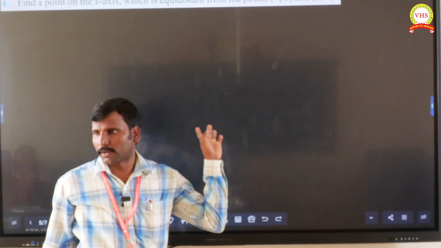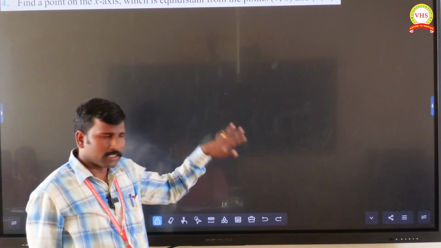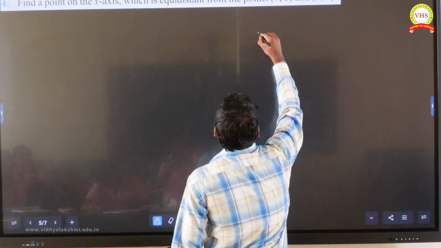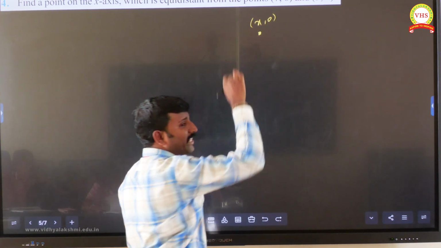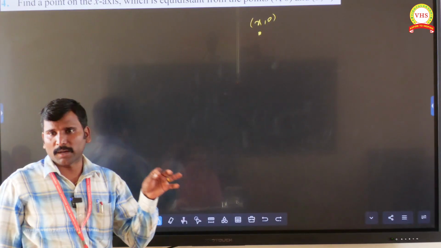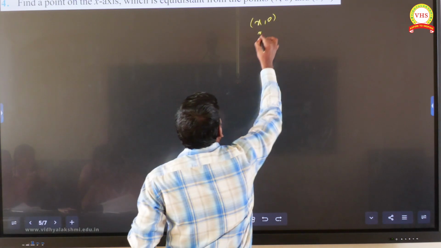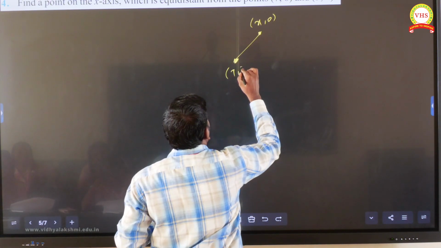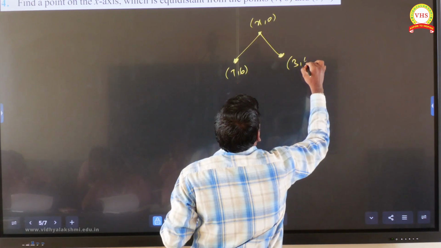We have to find a point on x-axis which is equidistant from the points. I hope you people studied it. In the same manner, here x comma 0 because the point is on x-axis. So I'm taking x comma 0. I'm not drawing the original diagram, just roughly going on. And this is the point 7 comma 6 and this is the point 3 comma 4.